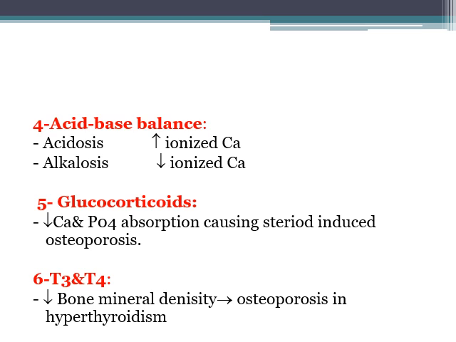Other factors which also have impact on calcium level but less important than the parathyroid hormone, the vitamin D and the calcitonin are acid-base balance. Acidosis increases the ionized calcium, alkalosis decreases the ionized calcium. For glucocorticoids or steroids, they decrease the calcium and the phosphorus absorption, causing steroid-induced osteoporosis. For thyroid hormones, hyperthyroidism decreases the bone mineral density, causing osteoporosis and increasing the calcium level in the blood.